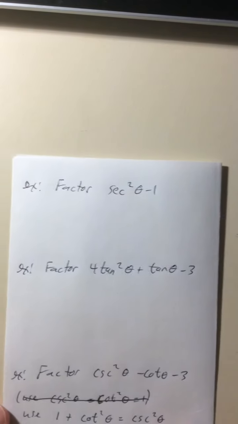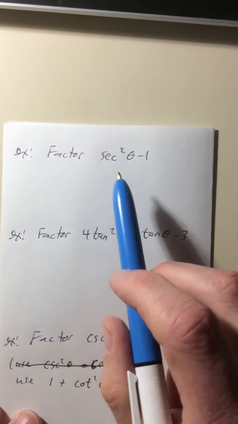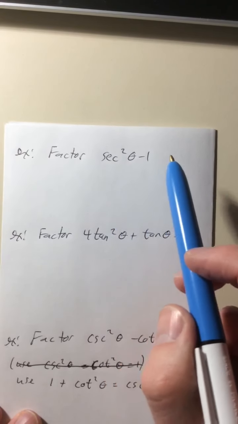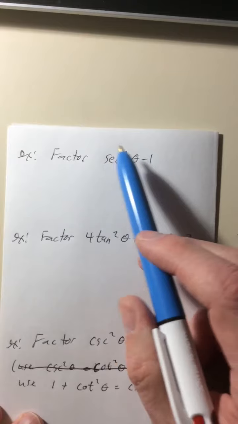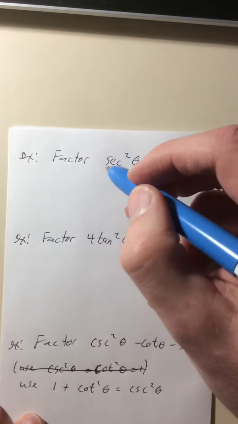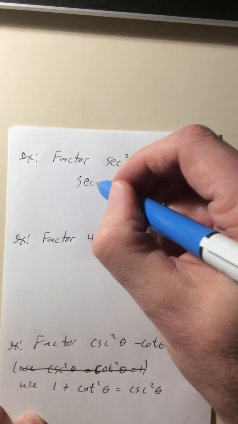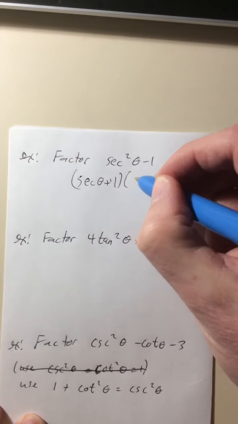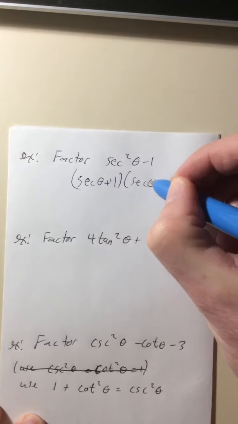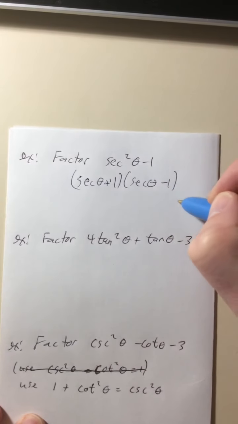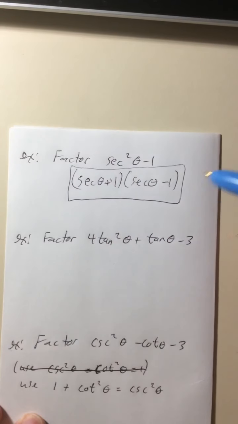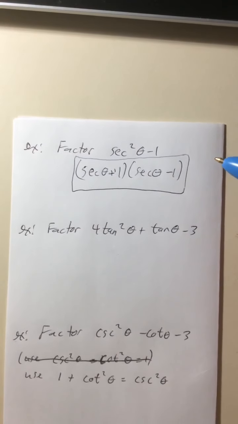All right, put this off to the side. All right, so we're going to factor this. So you should recognize the structure here. We have a square minus a square. This is just the difference of squares. So just treat secant of theta just like a variable. So we got secant theta plus 1, and we got secant theta minus 1. And that's it. There's nothing to it. Nothing tricky about it. Just treat it like it's a variable. It is. It's just an unknown quantity.